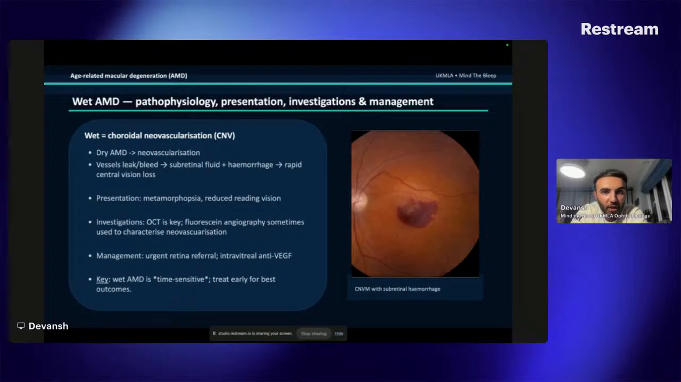Management, we want to refer these patients urgently to a retinal service for intravitreal anti-VEGF injections, which will, of course, help to try and decrease the VEGF growth factor that's contributing to the neovascularization in the first place. So the key thing is that wet AMD is time sensitive. And so for the best outcomes for these patients, we want to refer them as soon as possible. And the national guideline for treatment is, in fact, patients with suspected wet AMD should be receiving their intravitreal injections within 2 weeks of referral from the community. So that puts things into perspective. The 2 weeks is incredibly crucial to helping these patients have good outcomes going forwards.